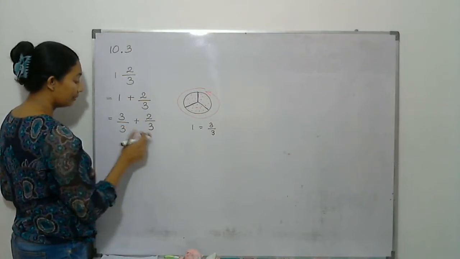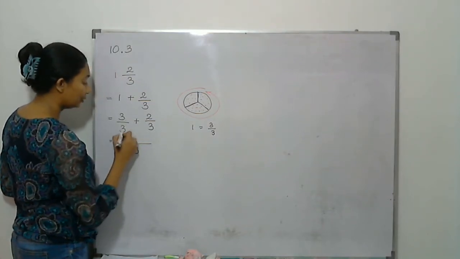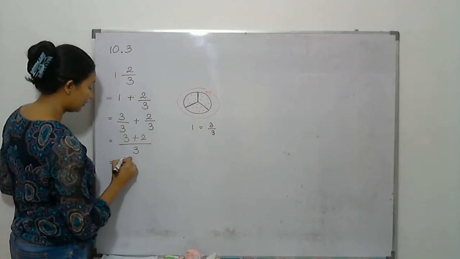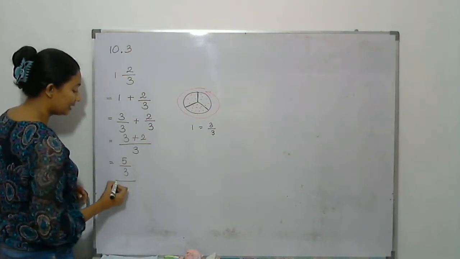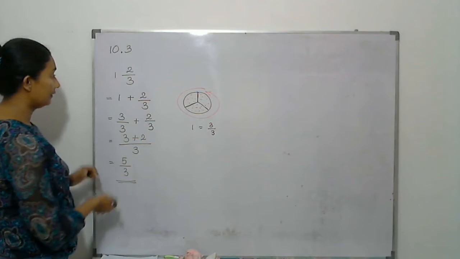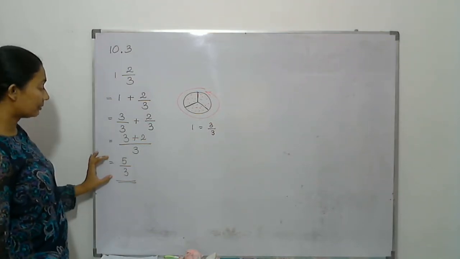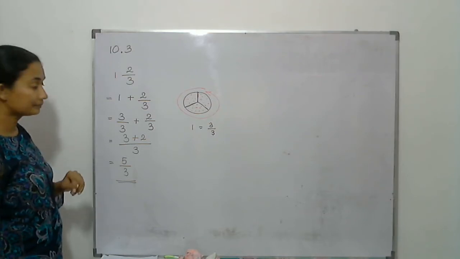Now we have the common denominator which is 3. So we can add the numerators. 3 plus 2, 5. Then the answer is 5 upon 3. When we convert this mixed number into an improper fraction, the answer is 5 upon 3.